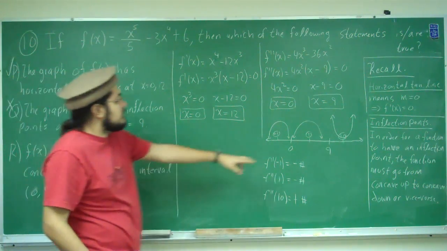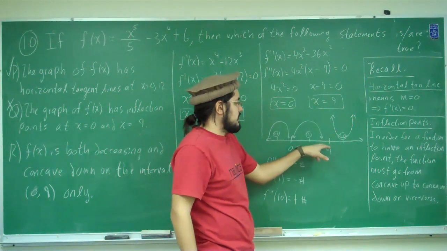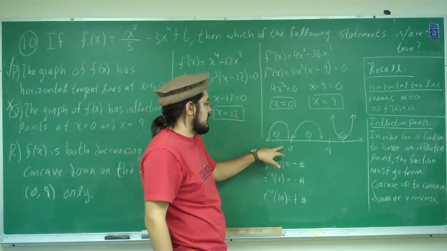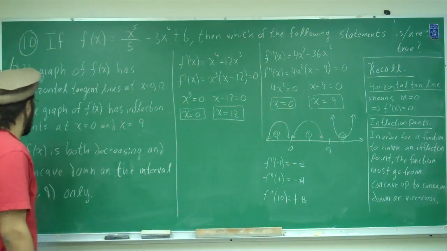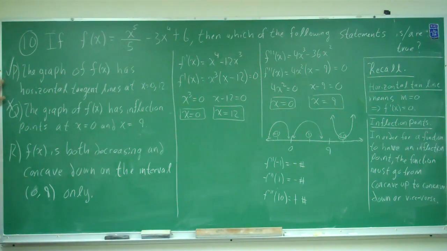Because even though there is an inflection point at 9, because this is going from concave down to concave up, there is no inflection point at 0, because it stays concave down to concave down. So that statement is false. So Q is false. P true, Q false. Let's work with R now.